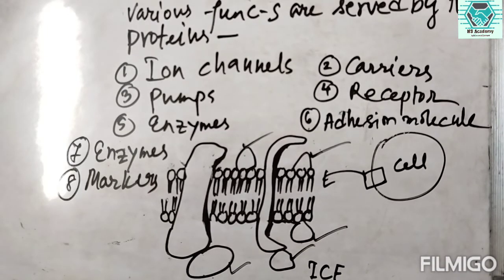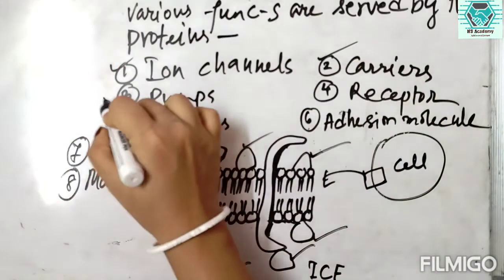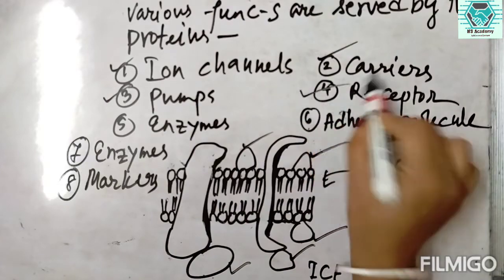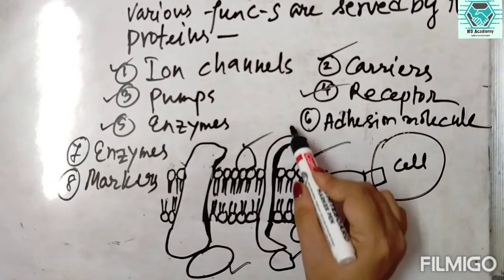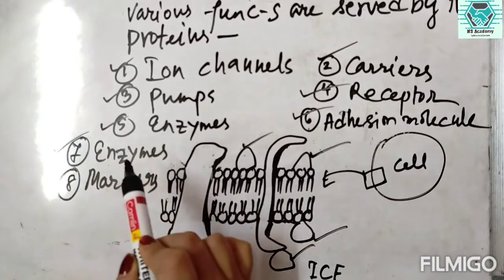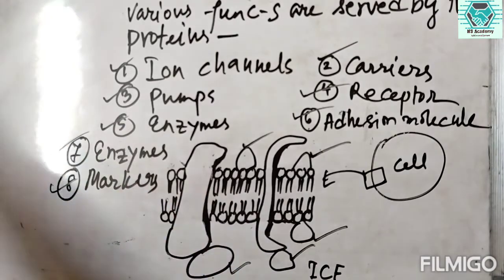Various functions are served by these kinds of proteins, whether integral or peripheral. For example, number one, ion channels, number two, carriers, then number three, they act as pumps, receptors, enzymes, adhesion molecules, then markers, etc.